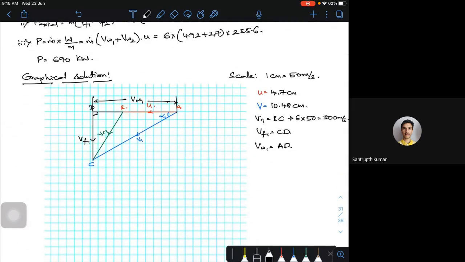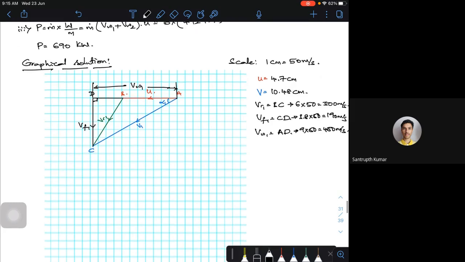So how much is your VF1? VF1 should be smaller, maybe around 3.8, roughly 4 centimeters. 3.8 into 50, around 190 meters per second. So what is your VW1? VW1 is a little bigger, around 9 centimeters or something. 9 into 50 is 450 meters per second. I'm just telling the numbers, you have to do that.